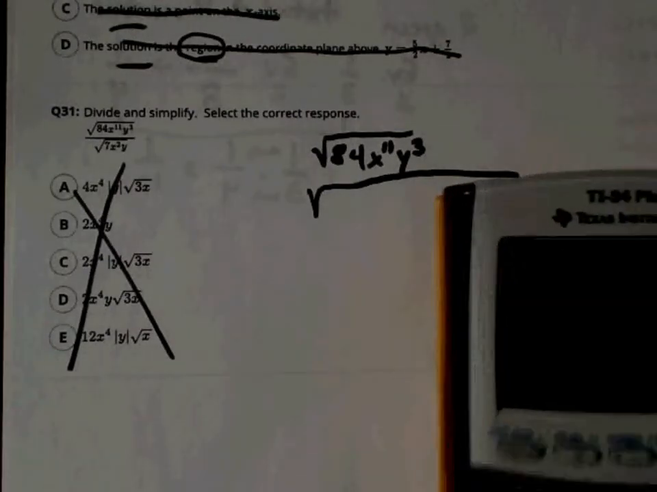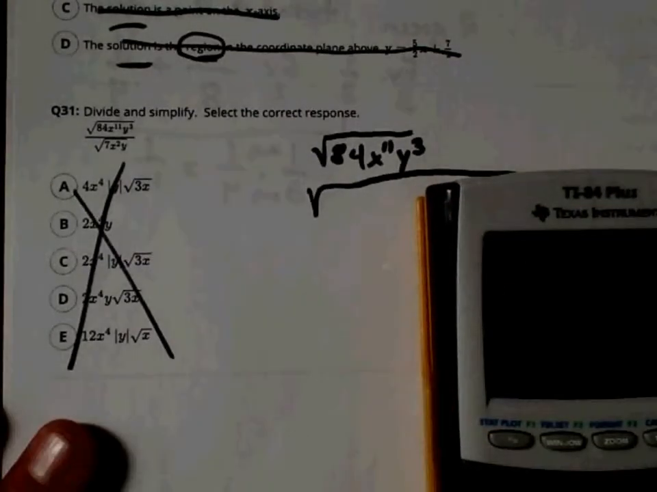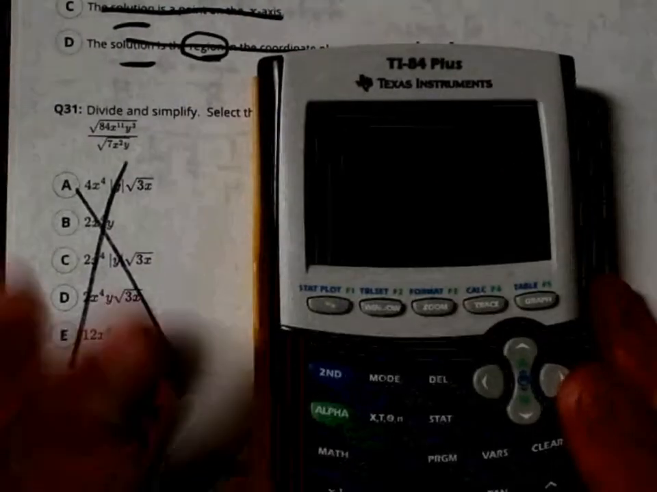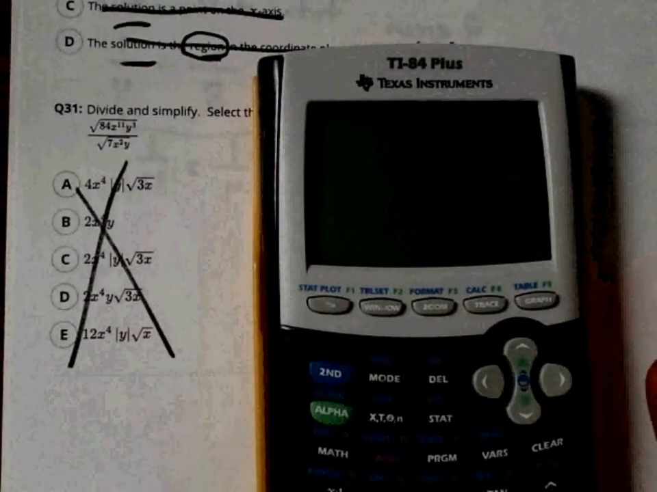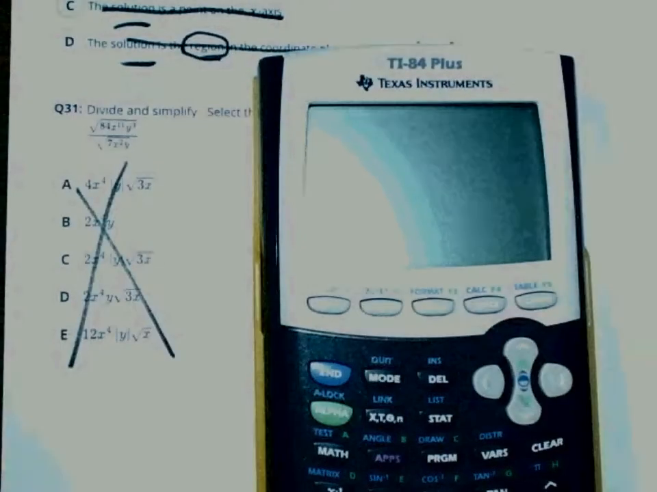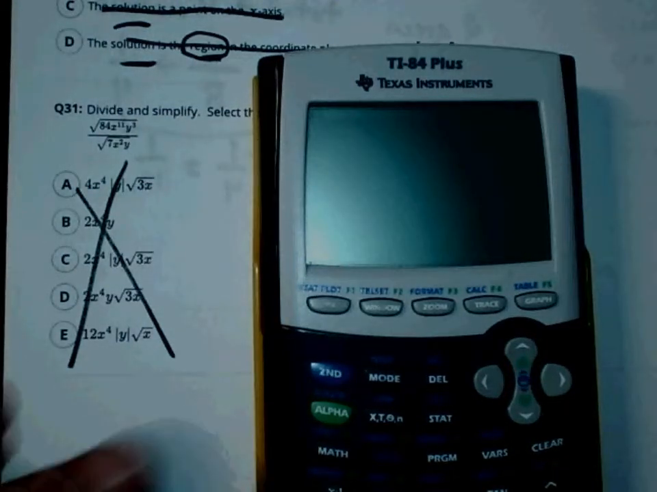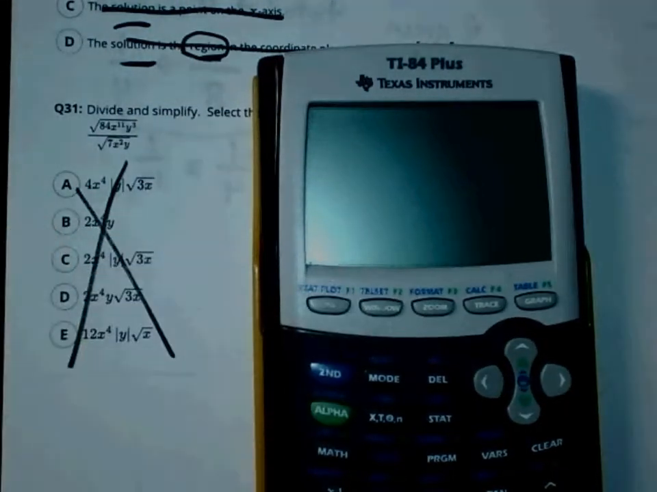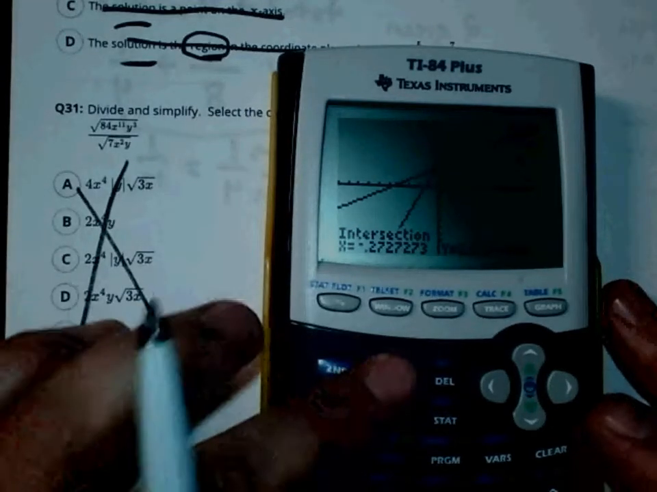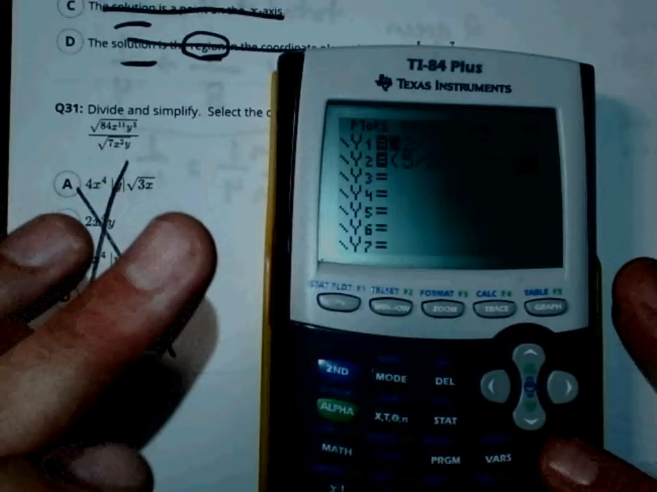All right, here's a concept that some of you can do on your calculator. What we can do right here is go to our y equals, turn it on, and clear out the ones that we worked earlier.